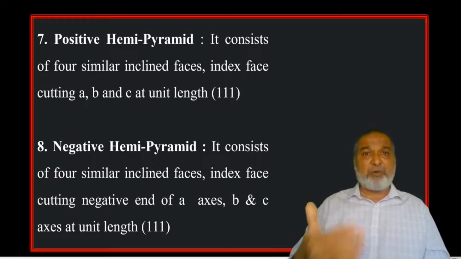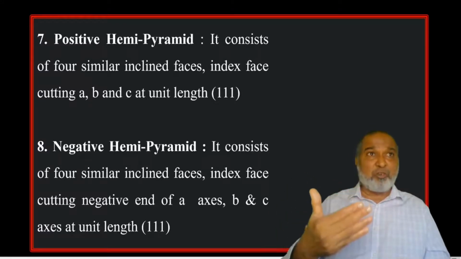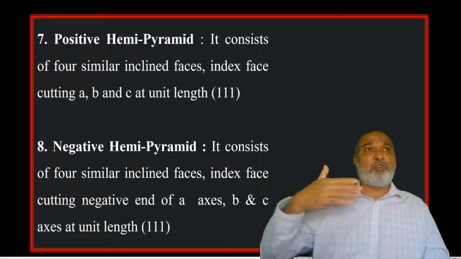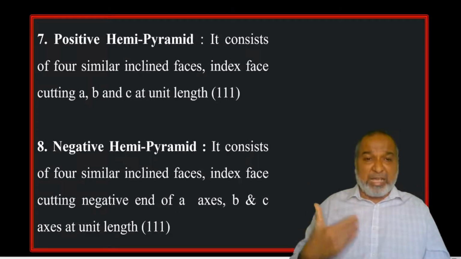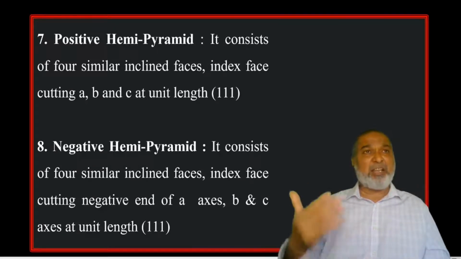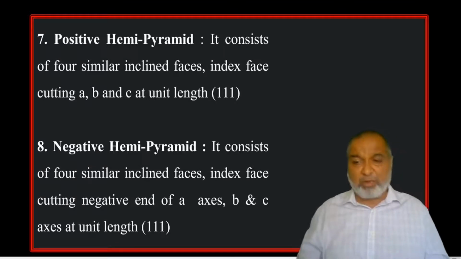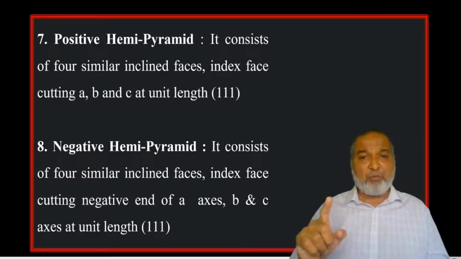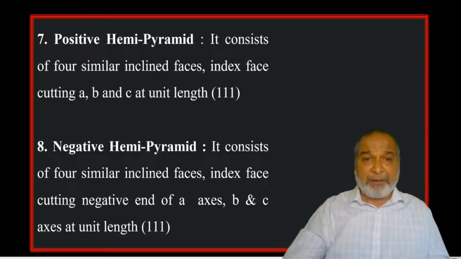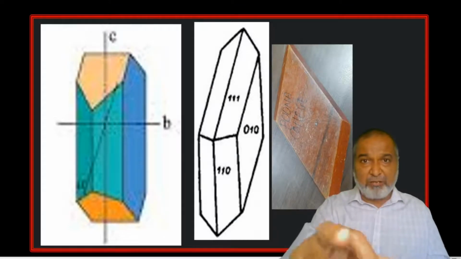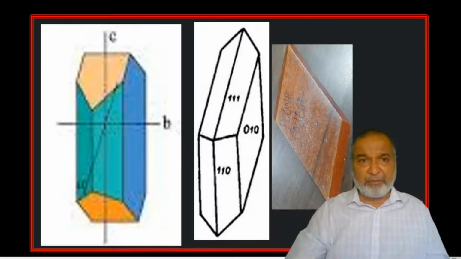1, 1, 1 is the positive hemi-pyramid, and when you make it a negative hemi-pyramid, it is going to cut the negative end of the A axis, and B and C at a unit distance. So bar 1, 1, 1. That will be the indices. The bar has to be there. So bar 1, 1, 1 will be the indices for the negative hemi-pyramid. So here we have the pyramid, and here also we have the pyramid.